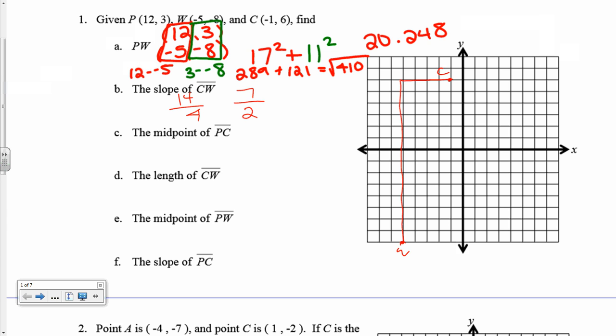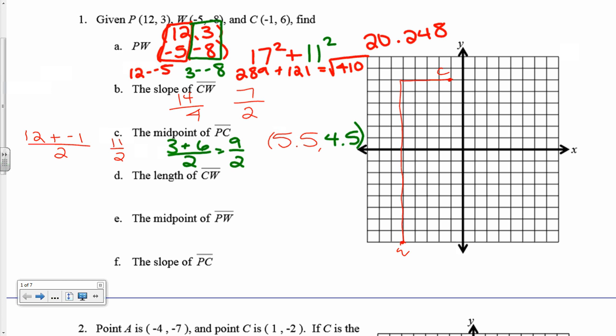Midpoint of PC. Again, I'm going to do it by hand because we don't have space to put 12, but if you want to, get a sheet of graph paper. Remember, just like before, you can always use graph paper. But doing it by hand, I take my x values, add them together, divide by 2. So this one I get 11 over 2, which is 5.5. Add my y values, 3 plus 6 divided by 2, which is 9 over 2, so I get 4.5. There's my midpoint of PC.